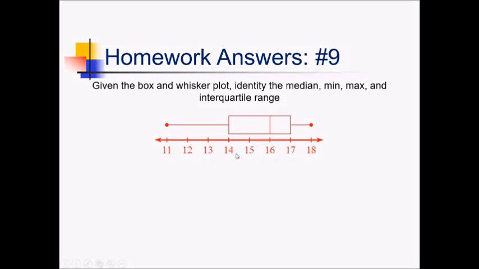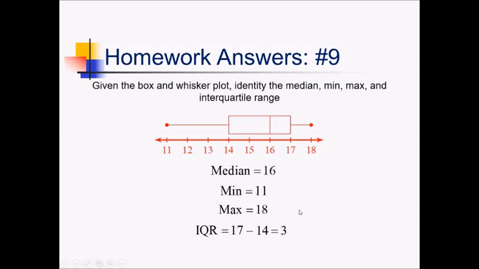For this box and whisker plot, we want to find the following properties up here. So for the median, that's this middle line of 16. The min, that's going to be the far left value represented by this dot, this whisker here, that's 11. And then for the max, that's the far right, this whisker over here at 18. For the interquartile range, the IQR, that's the distance that these boxes cover. So we have our upper median of 17 minus the lower median of 14, giving us an IQR of 3.